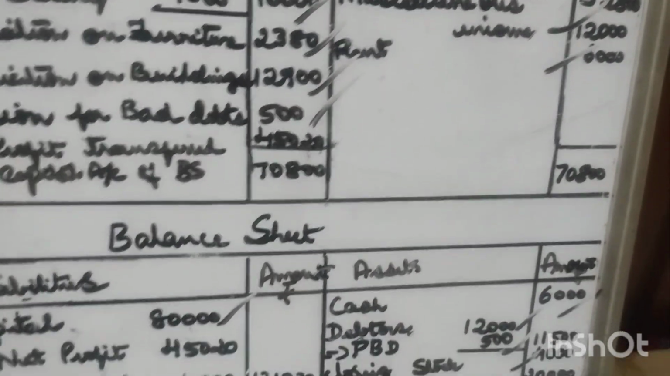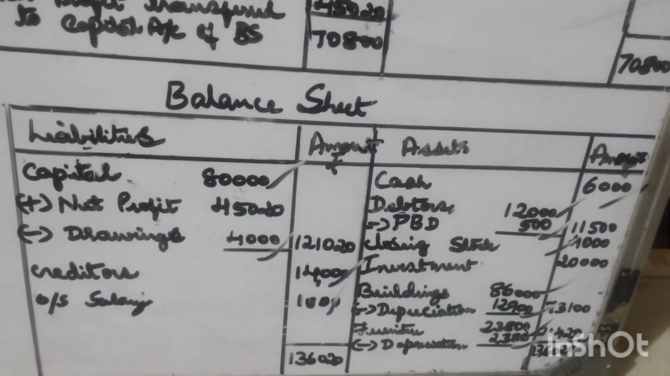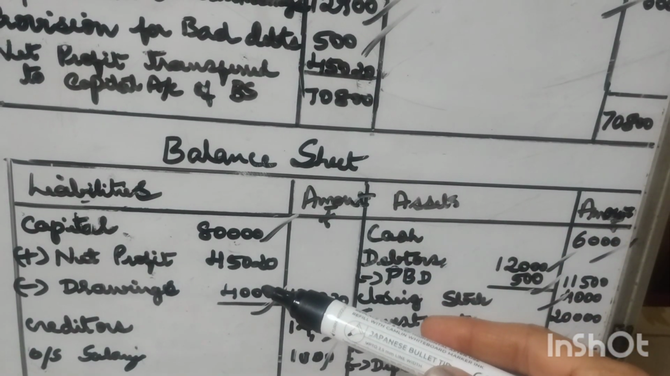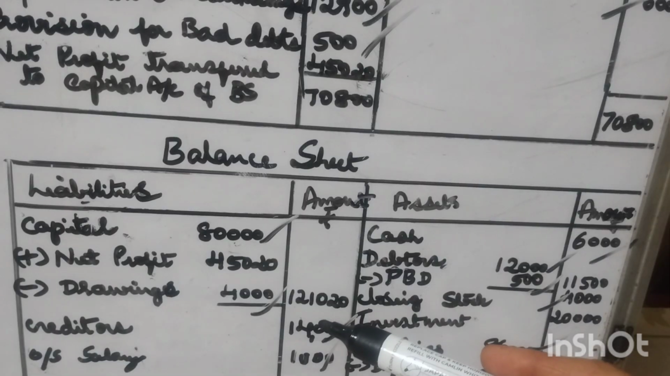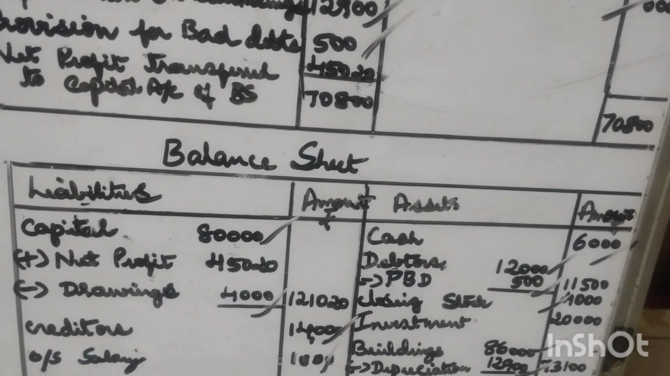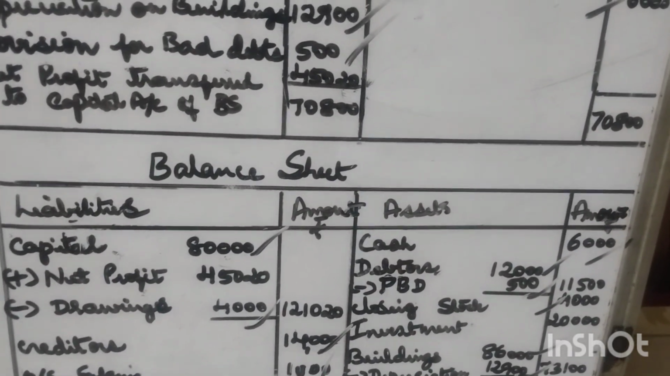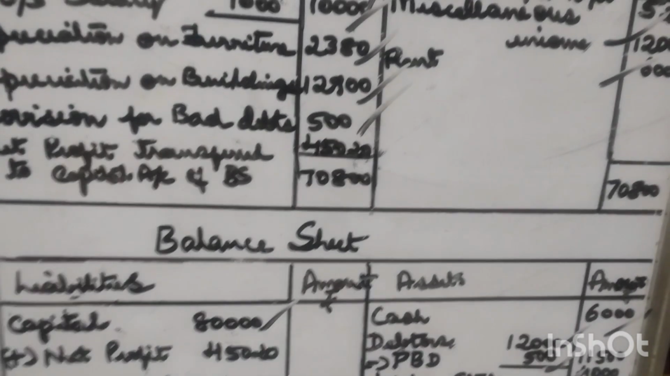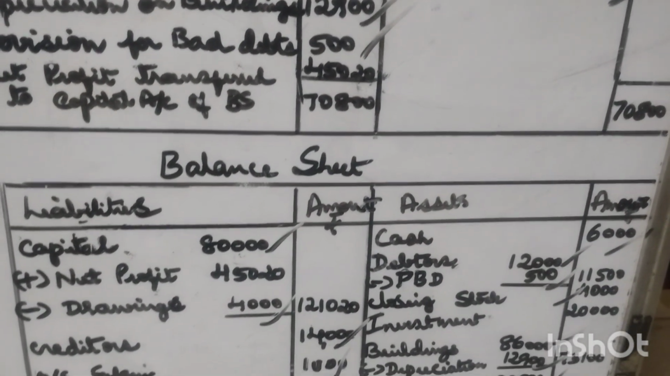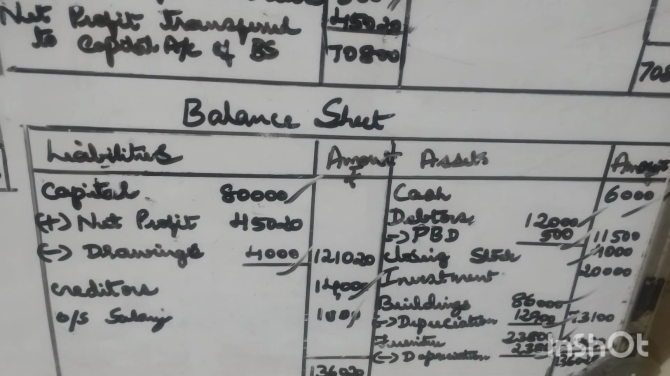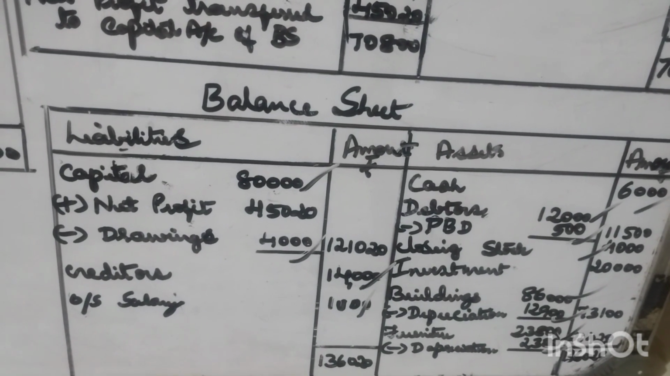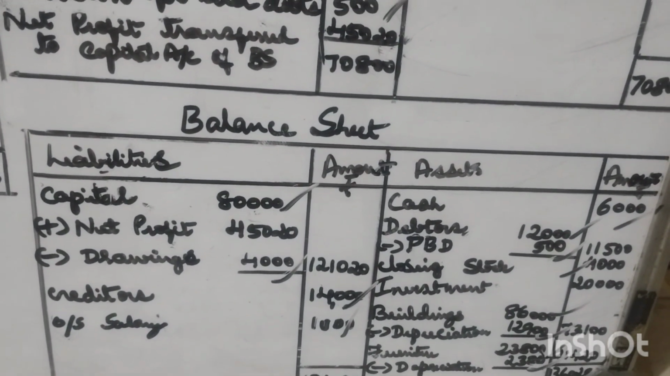Next, the balance sheet has to be equalized. Here on the liability side, the capital amount is 80,000. Net profit has to be added. Drawings must be deducted. So the net amount will be 1,21,020. Then the creditors amount and outstanding salary under the liability side. Then on the asset side, we have cash, debtors minus provision for bad debts, closing stock, then investment, buildings minus depreciation, furniture minus depreciation. So the total amount of the balance sheet will be 1,36,020. Both sides have to be equalized.